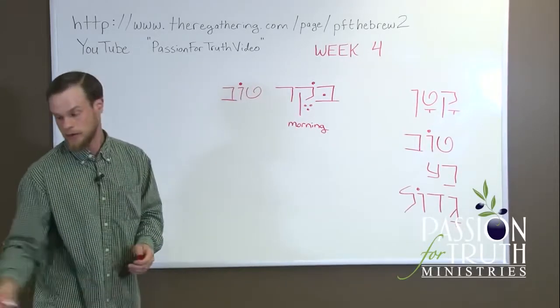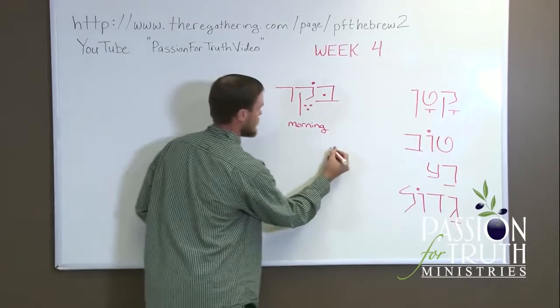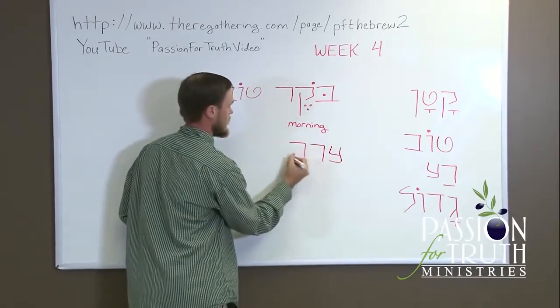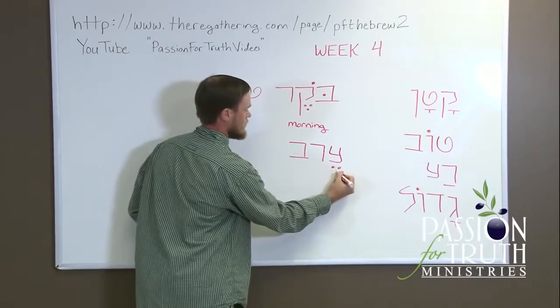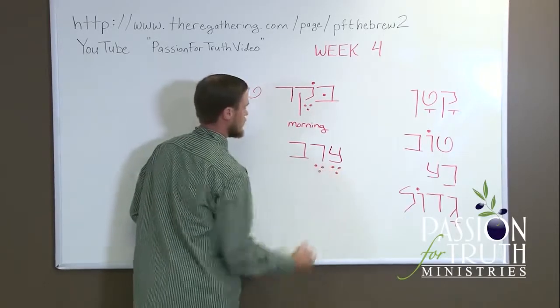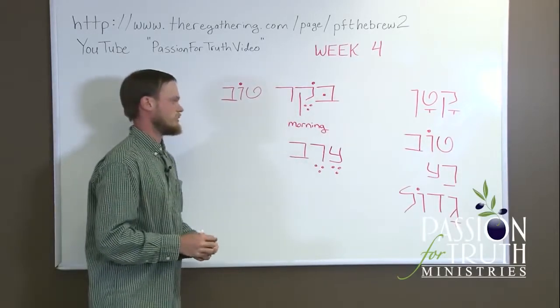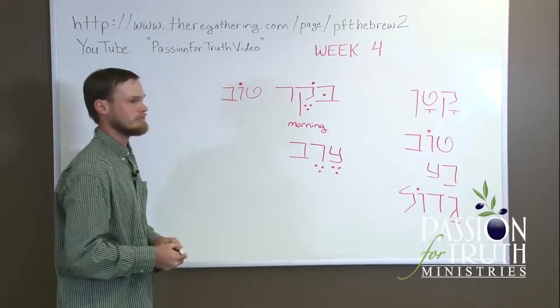All right, I also have erev on here. Erev is spelled ayin, resh, bait with no dagesh, a segol under the ayin and a segol under the resh. Okay, erev. You can also say erev tov, good evening.